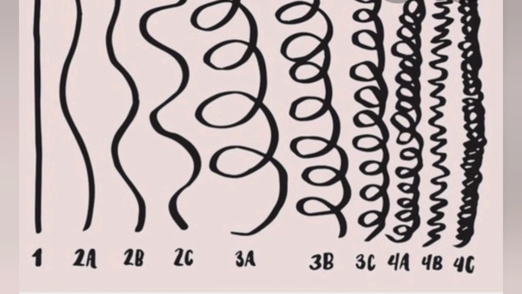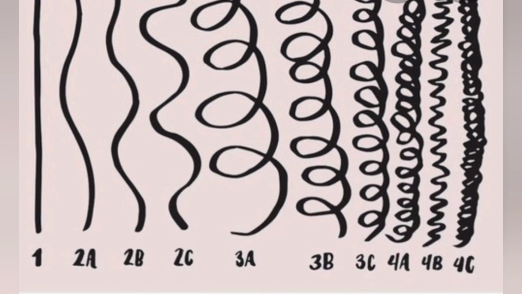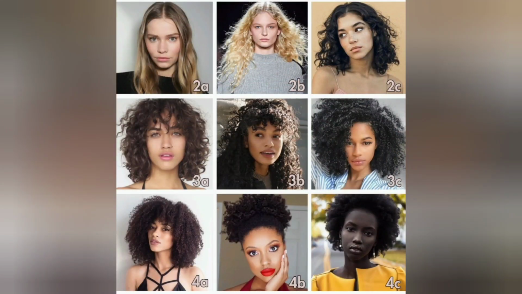And I should probably mention here that a head of hair might have different curl patterns. Just so you know, I have 4C hair, but my curls, or should I say my coils, are looser at the back of my head. And that's not uncommon. There are a lot of people who have maybe even up to 3 different curl patterns on their head. So you shouldn't find that surprising.